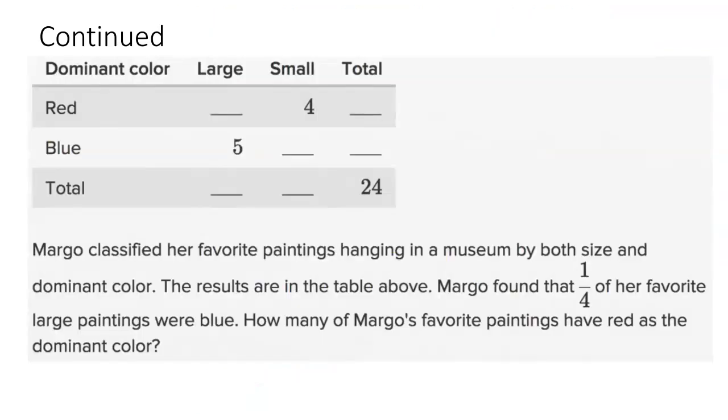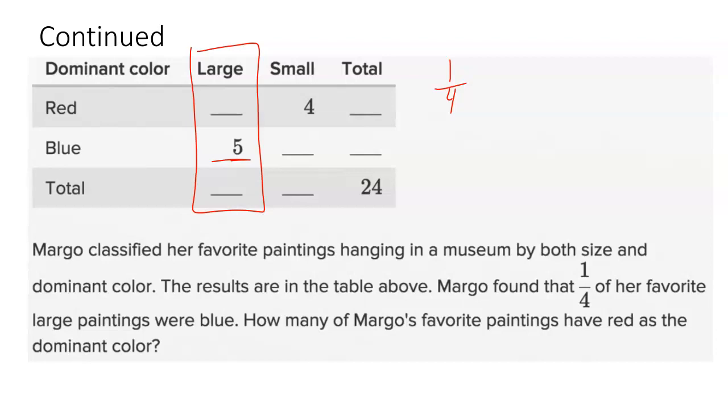So here in this two-way table, we want to finish filling it in. Margot classified her favorite paintings hanging in a museum by both size and dominant color. The results are in the table. Margot found that 1/4 of her favorite large paintings were blue. So we're focusing on large paintings, and she found that 1/4 of them are blue. 1/4 of her large paintings were blue. Well, that ended up being 5.